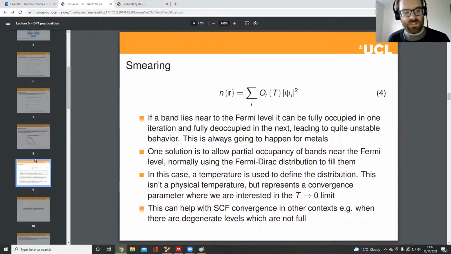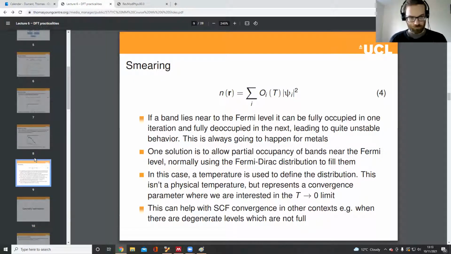So taking together these combinations of density mixing algorithms and temperature smearing, it's normally possible to converge the electron density for a wide range of systems of varying complexity. But whenever you have problems with converging SCF, then it is worth thinking about these two things. It's worth fiddling around with the density mixing algorithms and fiddling around with the smearing algorithm, which you might not be using by default, depending on the code you use.